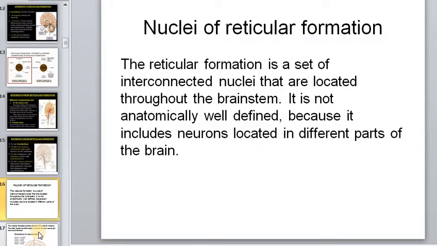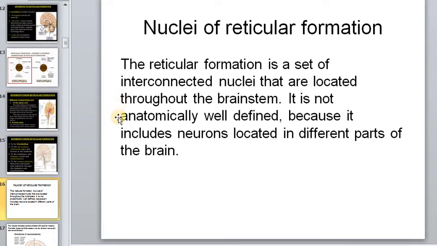We should know all nuclei, not all, because it's so much quantity, but we should know the very important ones. Now let's look at the structure of the reticular formation. The reticular formation is the set of interconnected nuclei that are located through the brain stem.